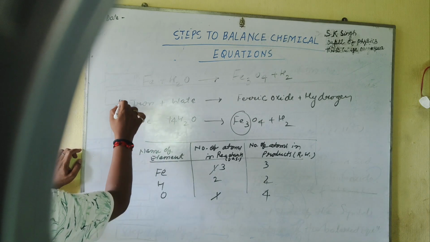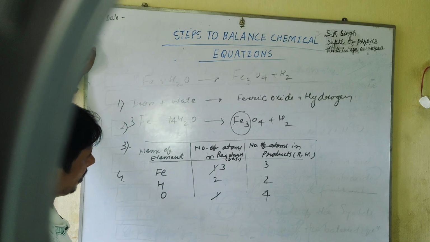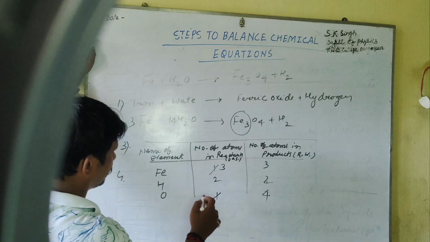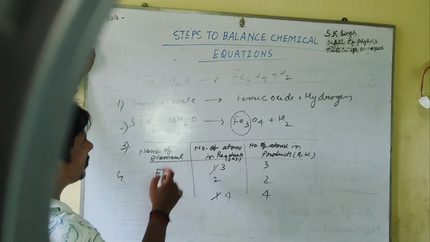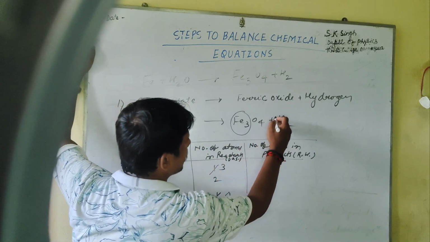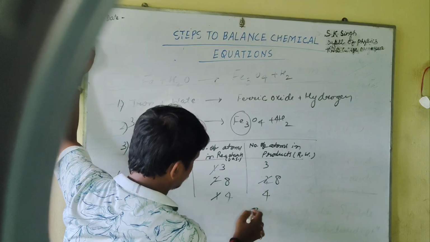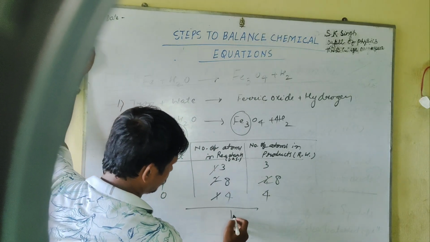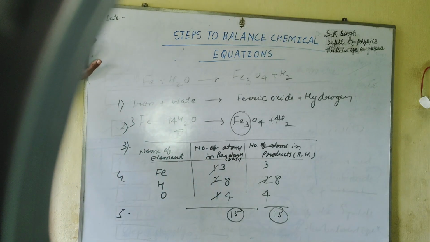This is the second step, third step. So you see hydrogen is 2 and oxygen is 1, so we multiply to make oxygen 4. After that, hydrogen becomes 8, so we write 4 here. Count the equation: 8, 3, 11 on one side and 15 on the other. Both follow the rule of balanced equation.